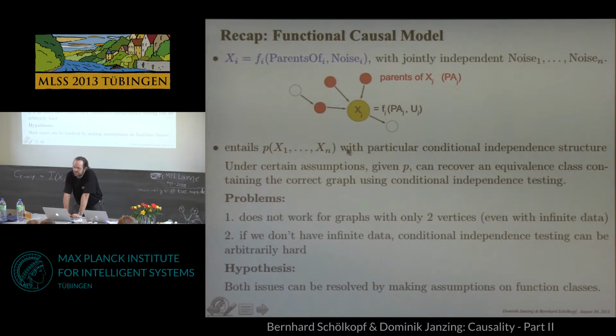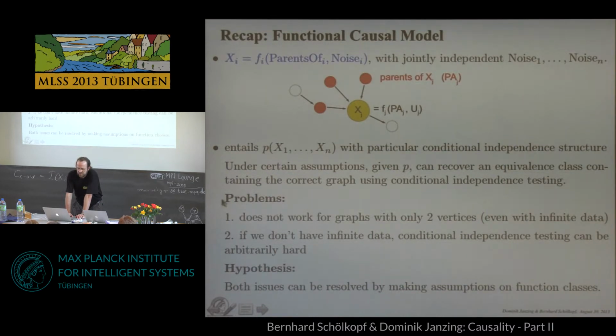So we have these functional models. Each variable is a function of its parents and noise. The noises are jointly independent. We know that this entails a certain joint density with a particular conditional independence structure, and all these methods are exploiting these properties or this conditional independence structure. And we know that under certain assumptions, faithfulness, etc., we can, given P, recover an equivalence class containing the correct graph using conditional independence testing.